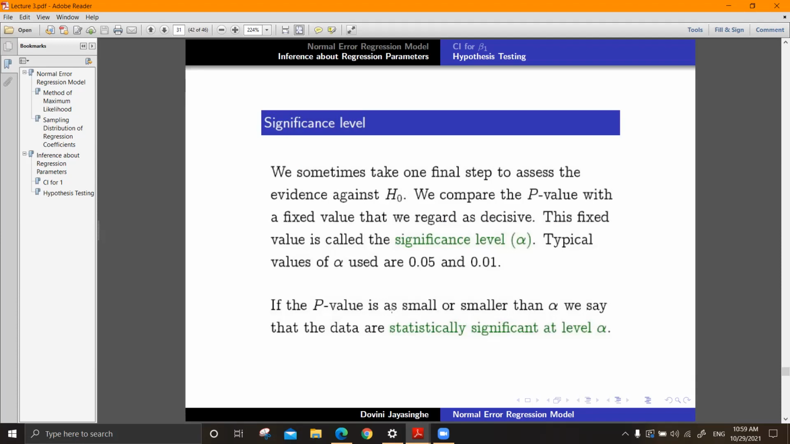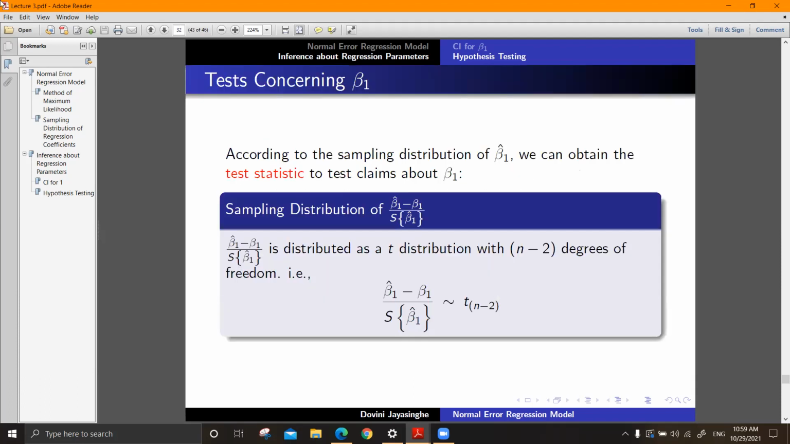So we intend to have smaller p-values in order to reject H0 and make our model significant, but we have to check that. Tests concerning beta 1. According to the sampling distribution of beta 1 hat, we can obtain the test statistic to test claims about beta 1. So basically, we know the sampling distribution of this quantity, which we discussed before. It is t-distributed with n-2 degrees of freedom. We make use of this quantity to test the particular hypothesis whether beta 1 is equal to 0 or not, right?